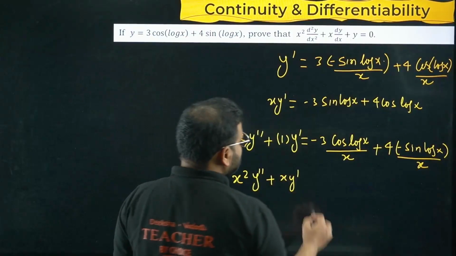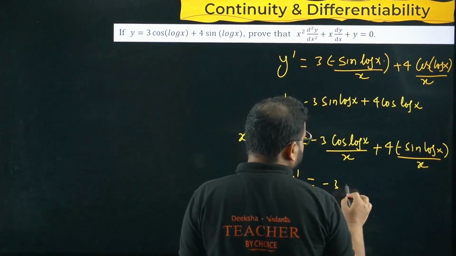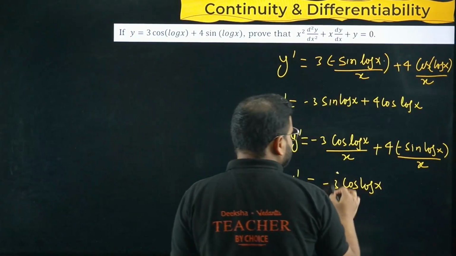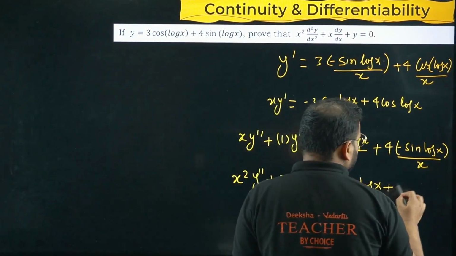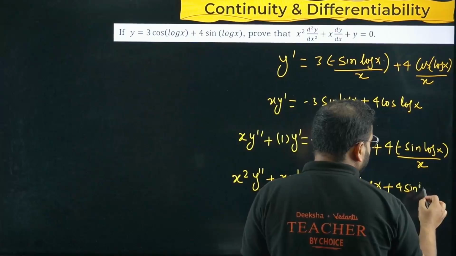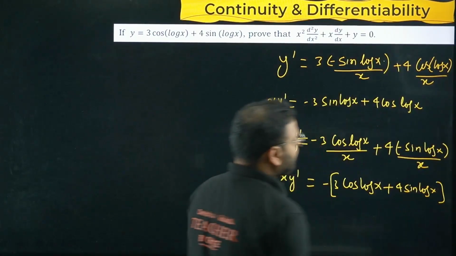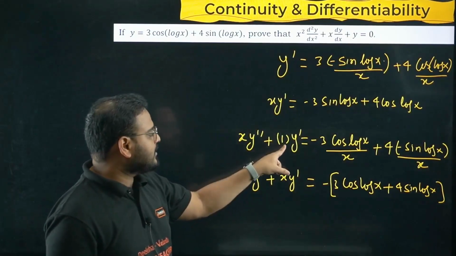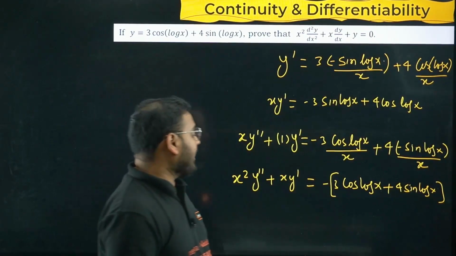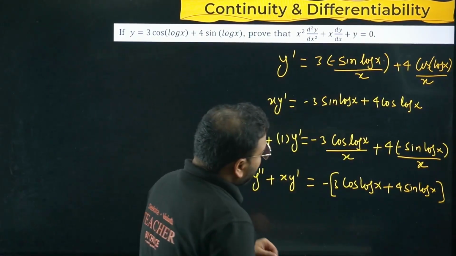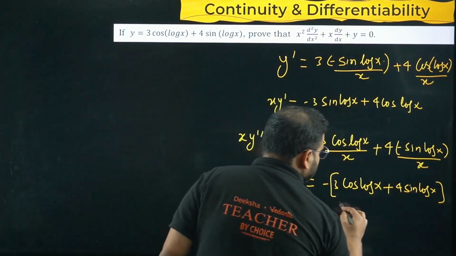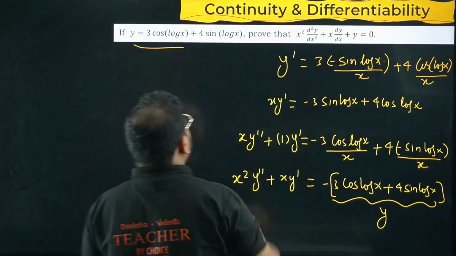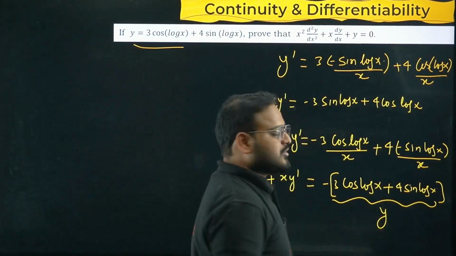What I have on this side is only minus 3 cos log x, and I can take the minus sign common, so it will become plus 4 sine log x. Please check, I've taken this x in the denominator on the left hand side. It will become x square, and simply x times y dash. Now I'm going to take this term. What is this term? This is the same as y, 3 cos log x and 4 sine log x. So bring this on this side.